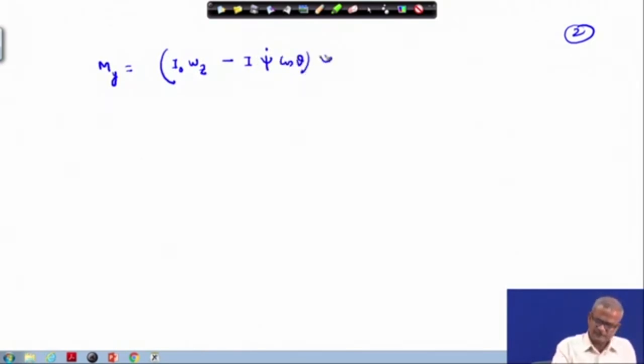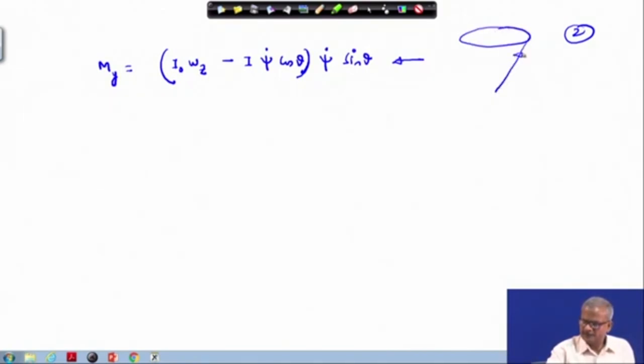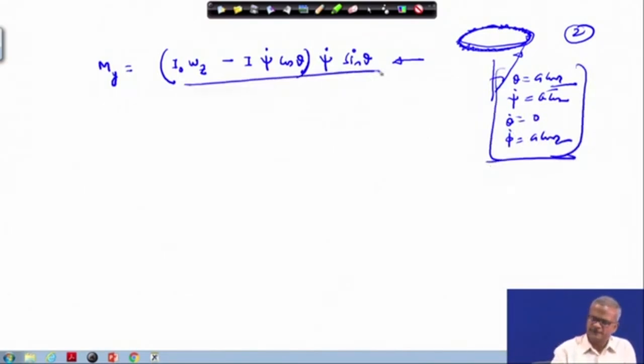If you remember, we have written for M y the expression I 0 times omega z, I times psi dot cos theta. You can go back and look into the lecture. There is a small bobbling once the earth's polar axis is rotating in this precession circle, a small nutation. That nutation is being ignored. So, you can consider theta to be a constant. Psi dot is also a constant, theta dot becomes 0, and phi dot is a constant. This case we have already worked out, and for that case only this expression was derived.